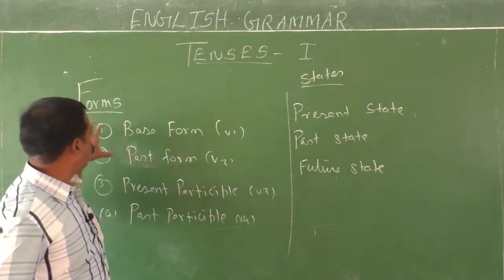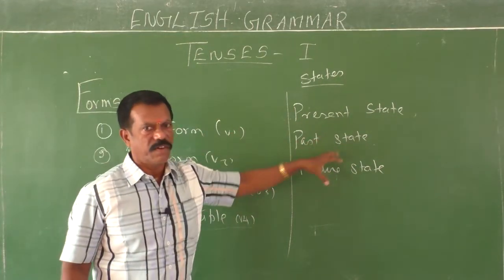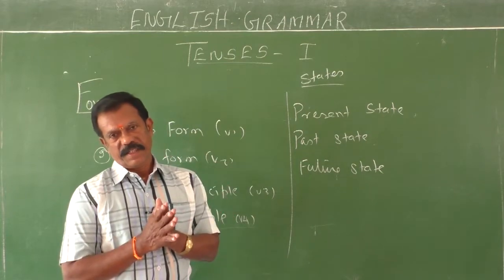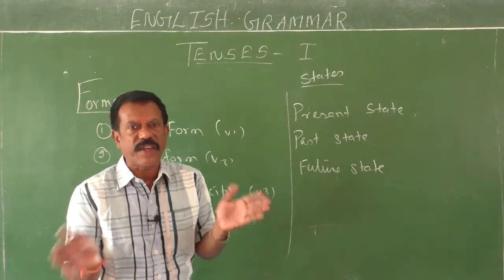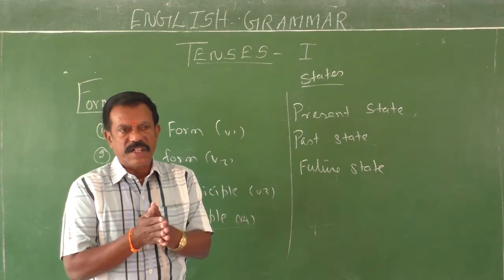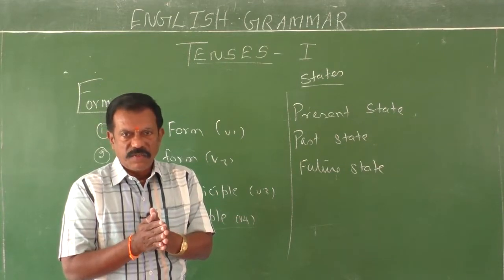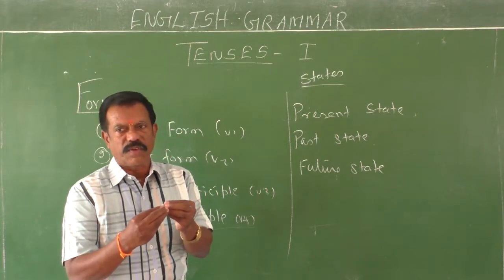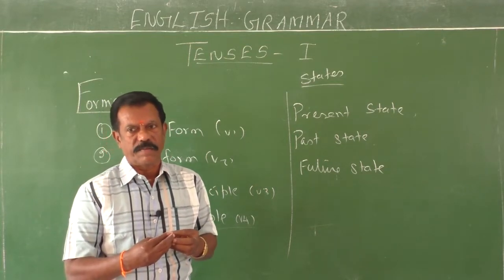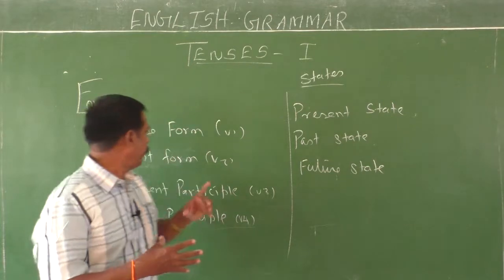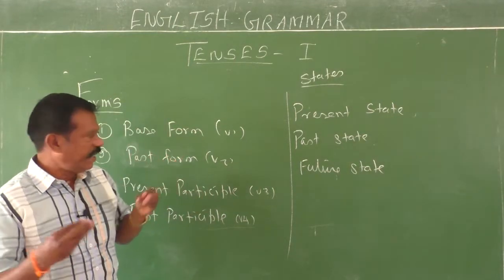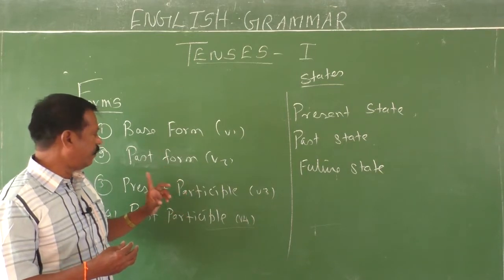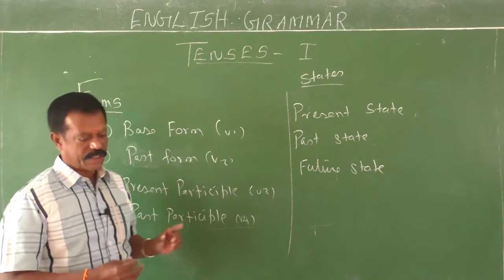So these forms and states of verbs join together to show tenses. These forms are nothing but inflection of verbs. Inflection of a verb is a form in which s or es, ed, or ing is added to the root form. When s or es is added, we get the base form. When ed is added, we get the past form. If you add ing, we get the present participle as well as the past participle.